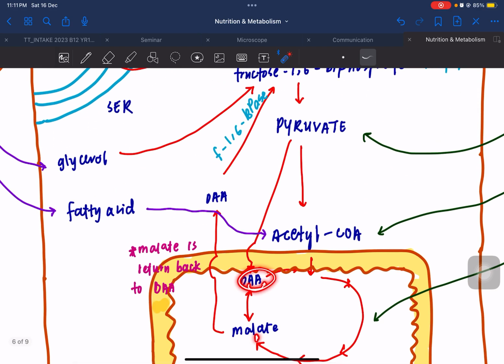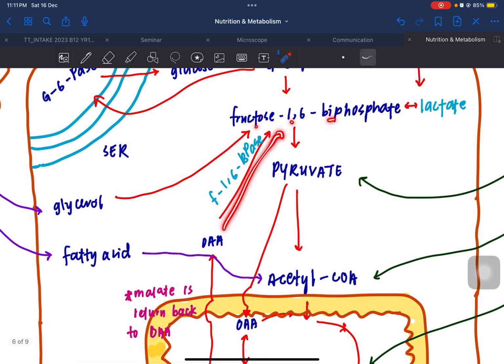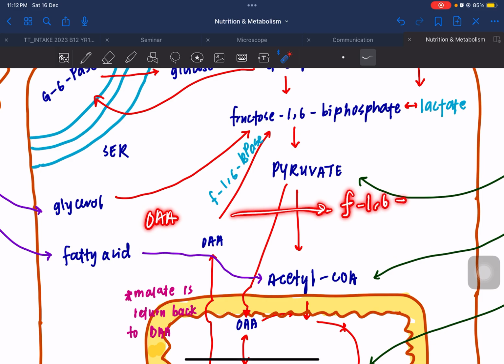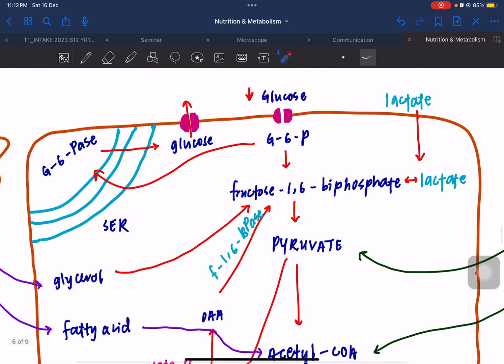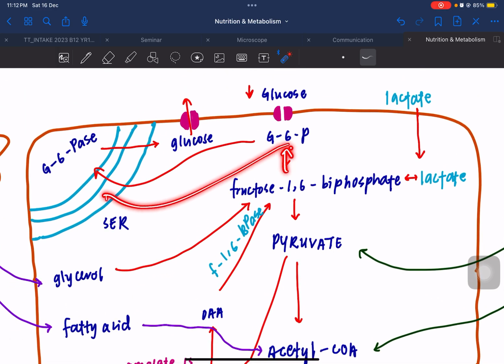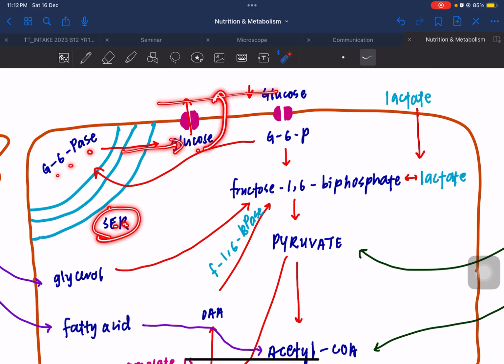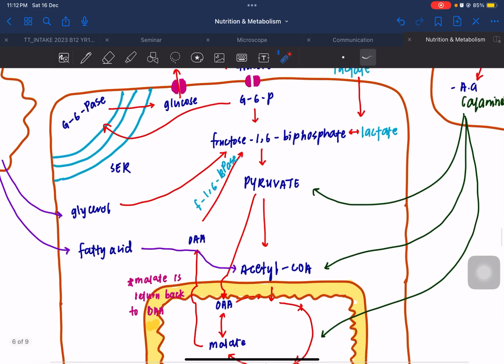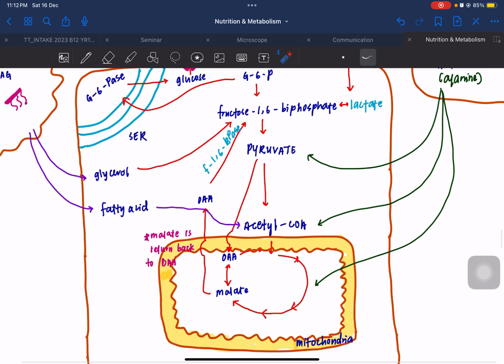Okay, so oxaloacetate yang dah keluar tadi, dia akan pergi ke fructose 1,6 biphosphate, sama macam glycerol tadi. So OAA akan pergi ke fructose 1,6 biphosphate by the enzyme fructose 1,6 biphosphatase, and then return back to the G6P, and then pergi ke SER, dia ada G6Pase and converted to glucose, and glucose brought out to the bloodstream, and the glucose level will increase. That is the gluconeogenesis. Alright, so that is the second way. And then okay, kita tengok yang fatty acid pula.